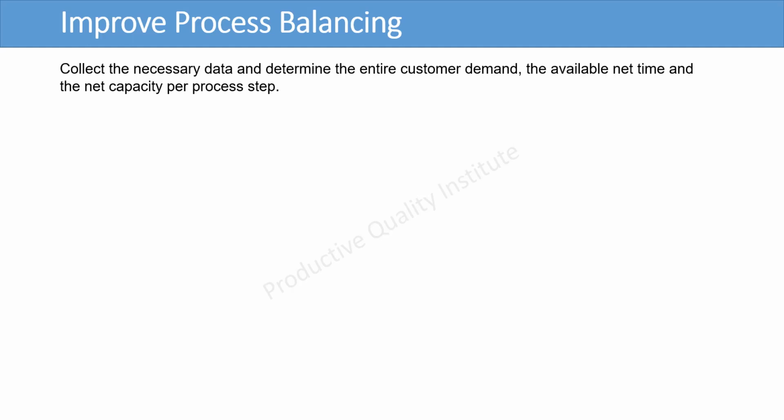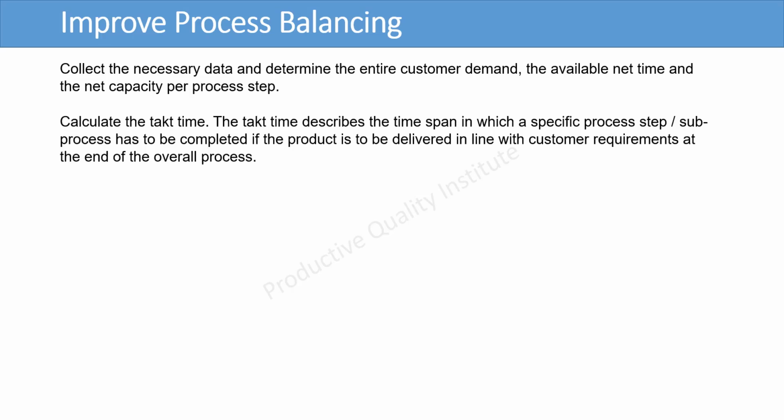To improve process balancing, collect the necessary data, and determine the entire customer demand, the available net time, and the net capacity per process step. Calculate the takt time. The takt time describes the time span in which a specific process step or sub-process has to be completed if the product is to be delivered in line with customer requirements at the end of the overall process.